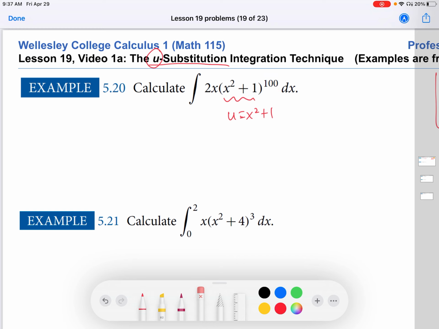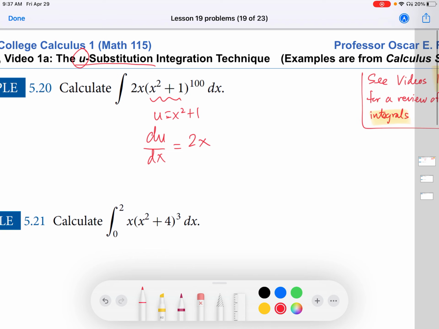Okay, so let's follow through here. If u is x squared plus 1, what is du dx? This is the derivative of u with respect to x in Leibniz notation. So that's just 2x. Depending on how you are used to thinking about what this implies, you can write this as the differential du is 2x times the differential dx.